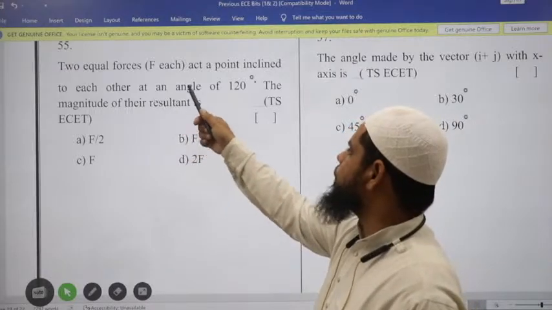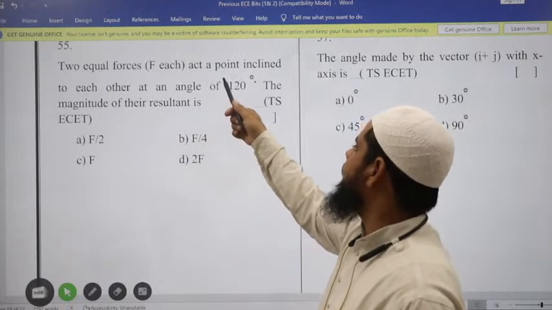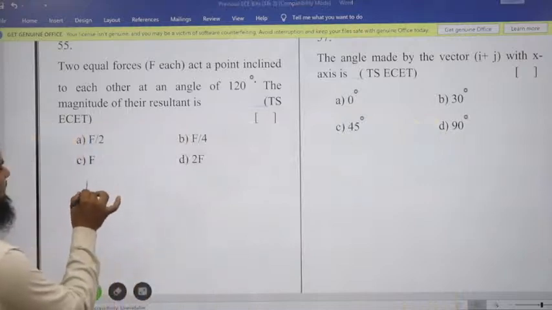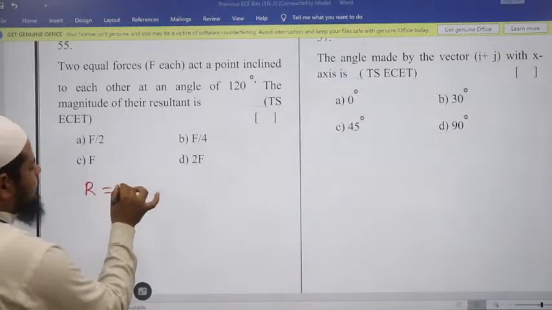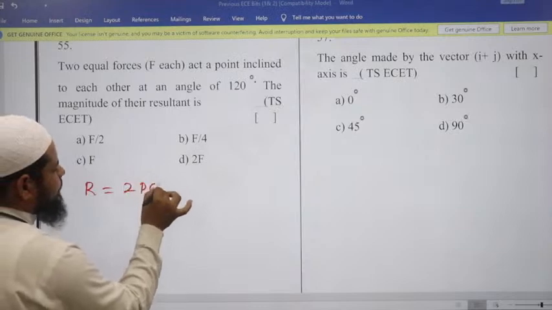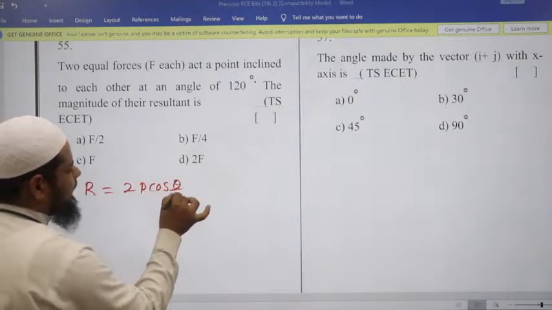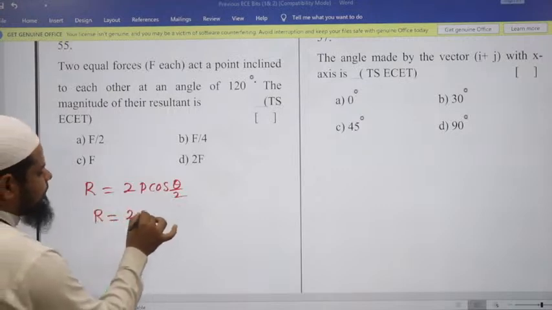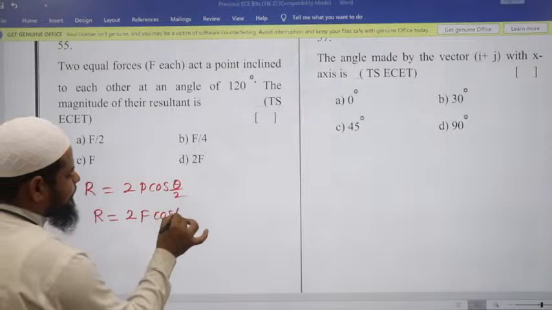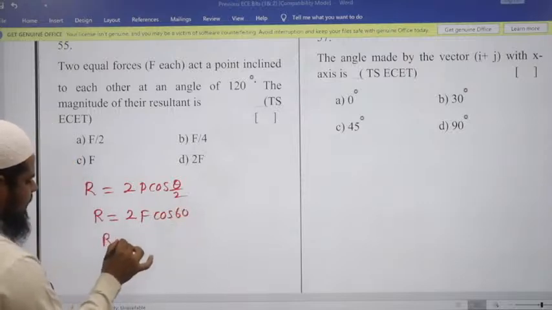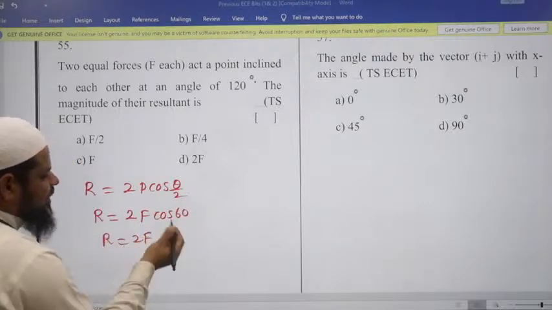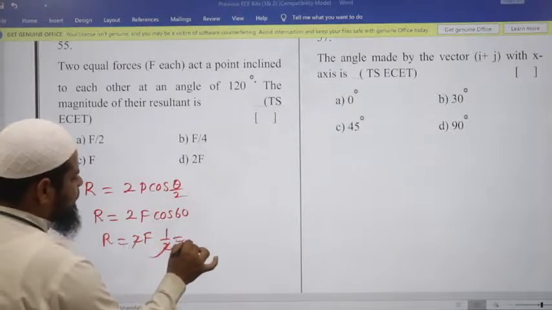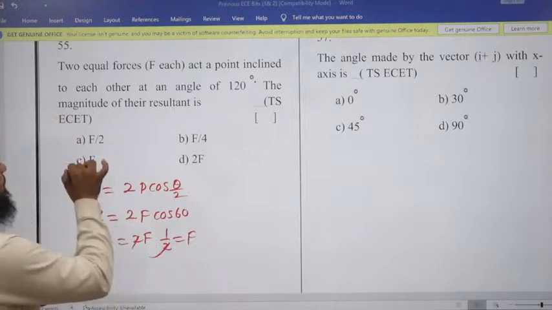Two equal forces F act at a point, so R is equal to 2P cos theta by 2. You need to go by like this. R is equal to 2F cos 60. What is cos 60? Cos 60 is 1 by 2. So the 2 gets cancelled. Then you will get F as the answer. So C is the answer.